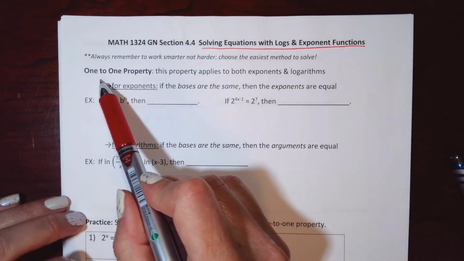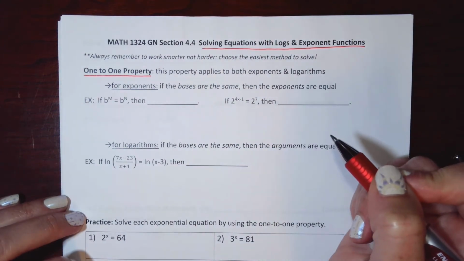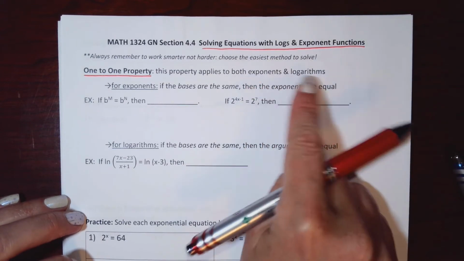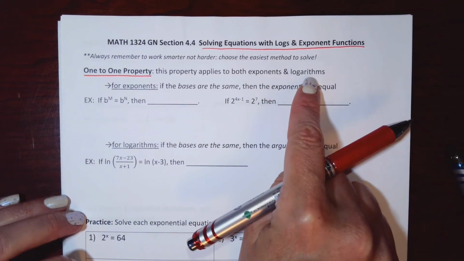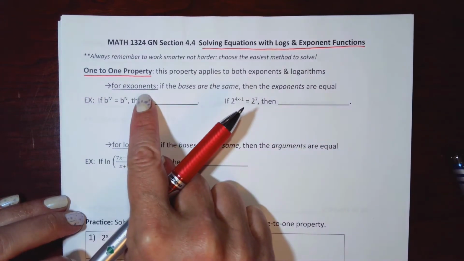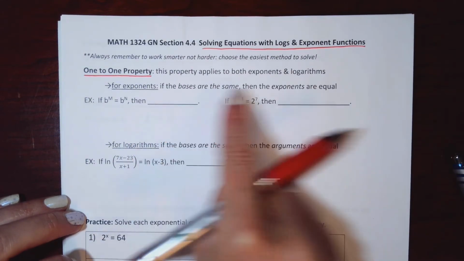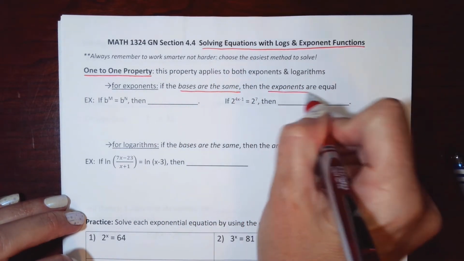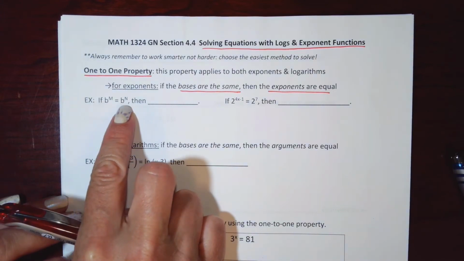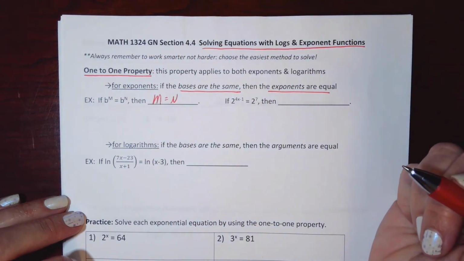Okay, so first of all, we're going to talk about the one-to-one property. The one-to-one property is great. Anytime you can use it, this is the quickest and easiest way to a solution. This property applies both with exponential functions and logarithmic functions. It works very similarly in each of these two inverse operations. If you're dealing with variables in the exponents, the one-to-one property tells me that if the bases are the same, then the exponents are equal to each other. So in general terms, if I have base b raised to a power equal to base b raised to a different power, then those exponents have to be equal to each other.